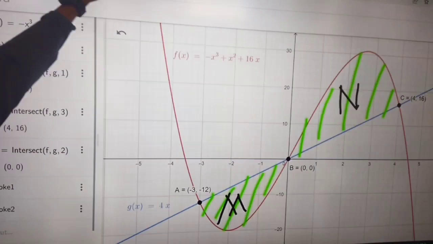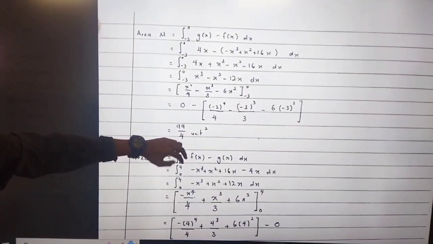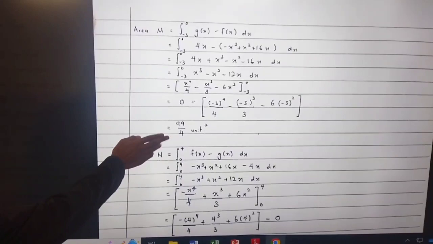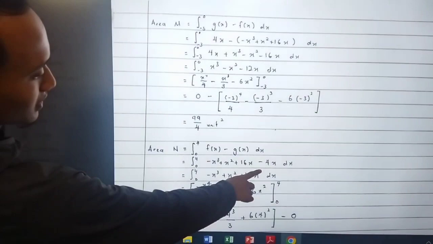For area N, it will be the integral of f(x) minus g(x) dx. For the limits, the lower limit will be 0 and the upper limit will be 4. f(x) is negative x cubed plus x squared plus 16x, and g(x) is 4x. So f(x) minus g(x) like this, and then you simplify, and you get this.